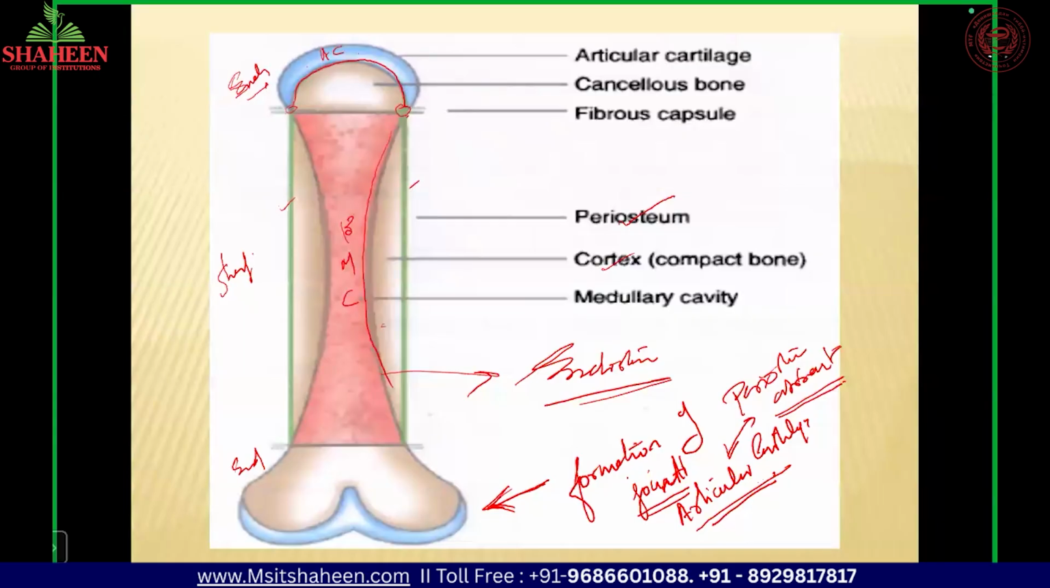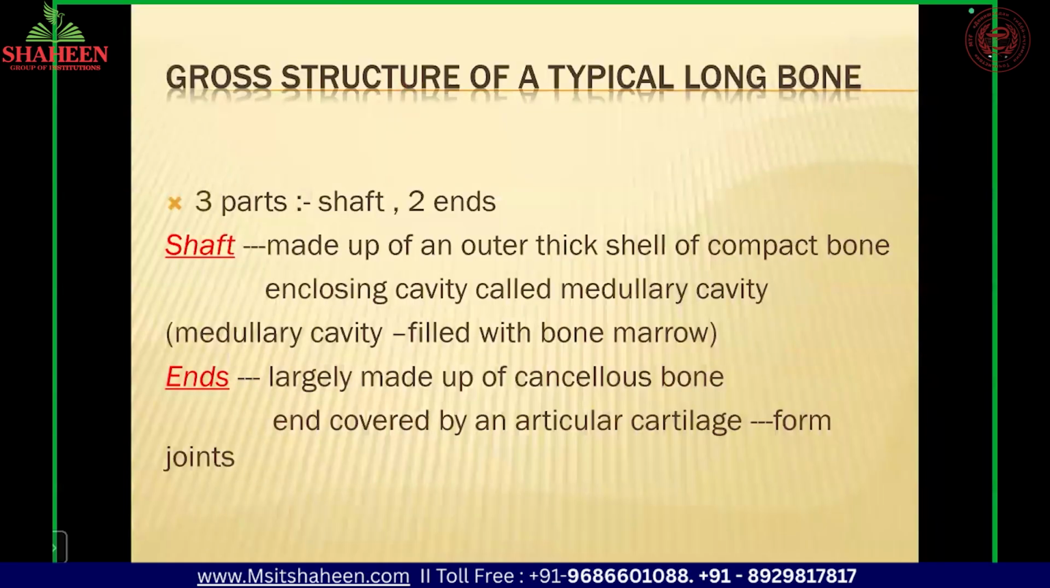Ma'am, mainly articular cartilage is made up of hyaline. Yes, of course. It is made up of hyaline cartilage, and the periosteum is absent over that hyaline cartilage.